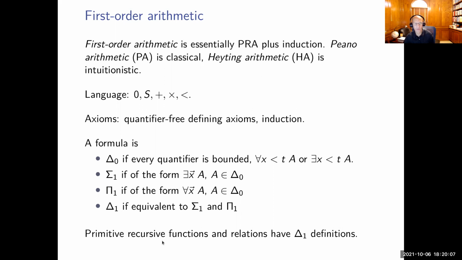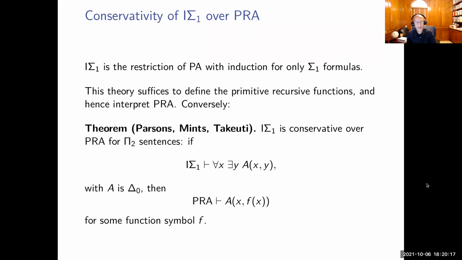And so, since the primitive recursive functions are computable, they have delta-1 definitions. And so you can reason about them in the language of arithmetic. Right? And so, the first result that I need to tell you about is that if you restrict Peano arithmetic so that you only allow the induction principle for sigma-1 formulas, then you get a conservative extension of primitive recursive arithmetic for pi-2 sentences in the following sense.